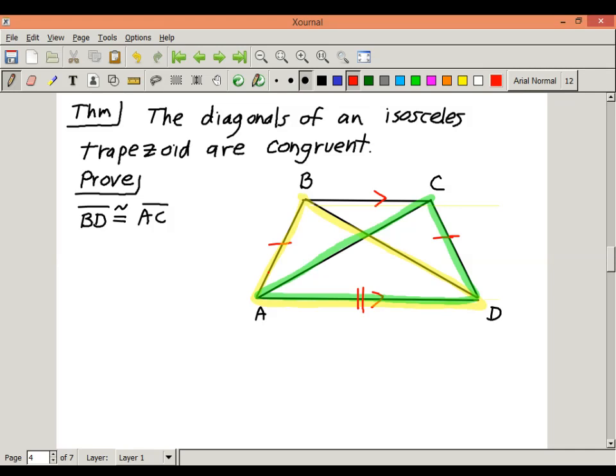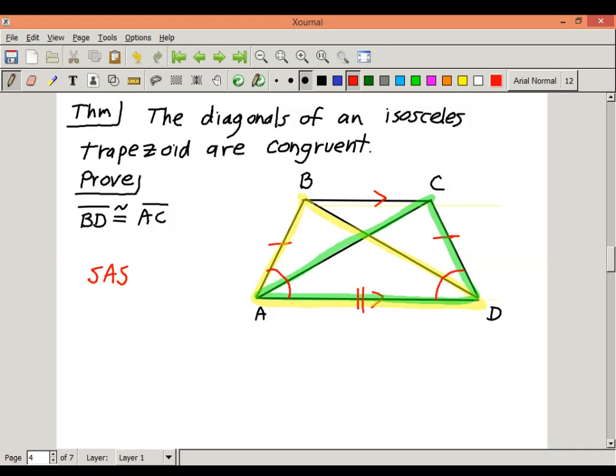Now we also know this angle right here in the yellow triangle is congruent to this angle in the green triangle because they're base angles of an isosceles trapezoid. And we just proved the base angles of an isosceles trapezoid are congruent. So you can see that the green triangle and the yellow triangle are congruent by side angle side.